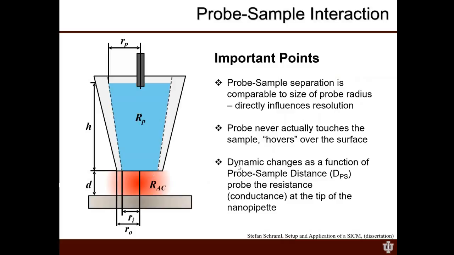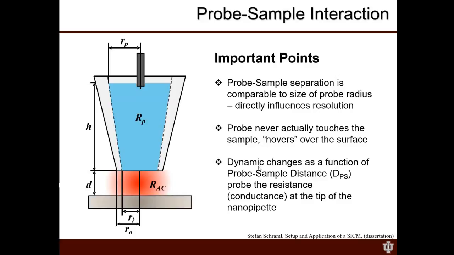Another important point is that the pipette or the probe never actually touches the surface. So it's a non-contact imaging method, a true non-contact imaging method. The pipette essentially hovers over the surface because it never has to physically interact to generate the feedback loop.